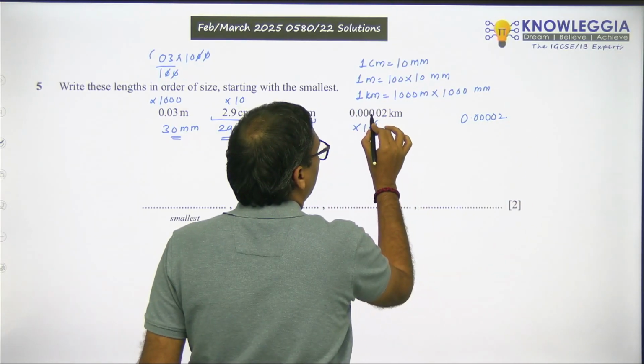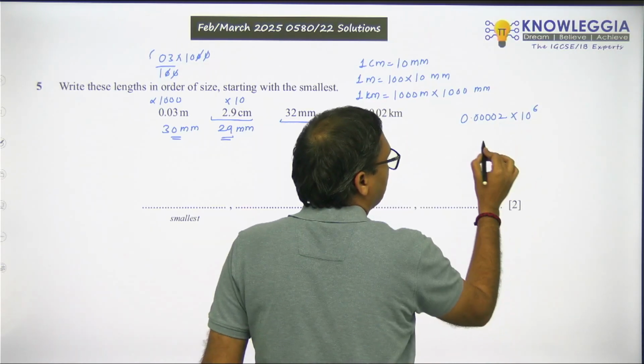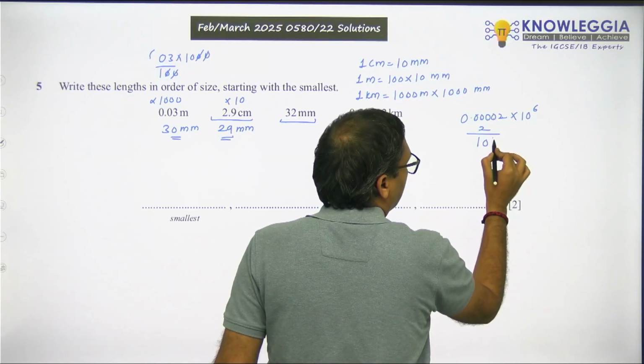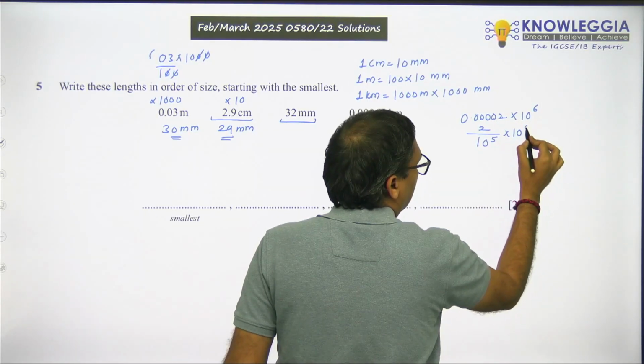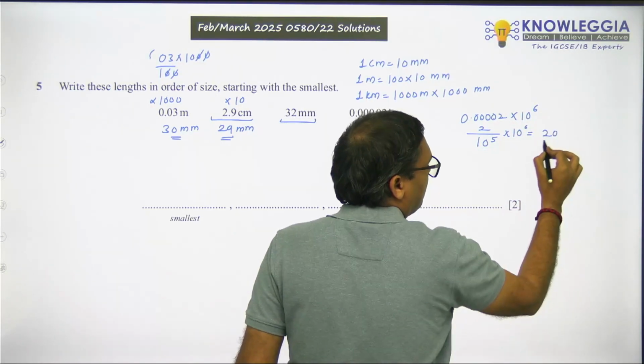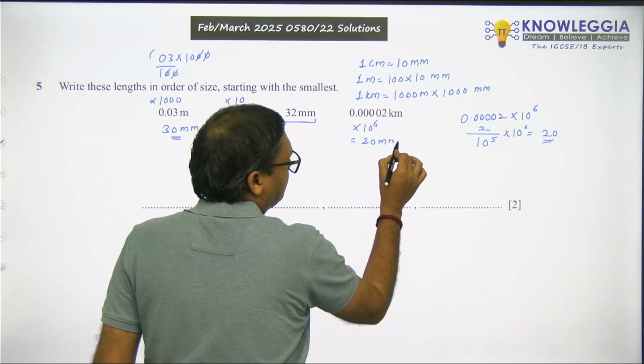0.00002 into 10 to the power 6, which you can say this is 2 upon 10 raised to 5 into 10 raised to 6, which you can clearly see 5 zeros will cancel and this will become 20. Right? So this will become 20 mm.